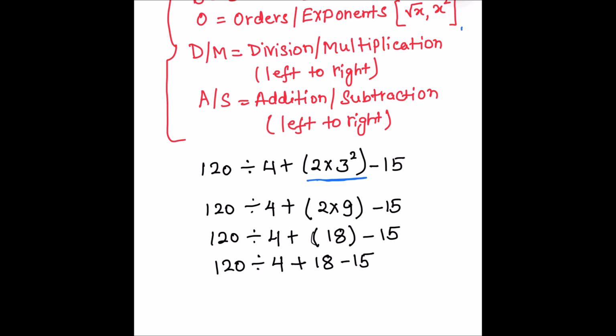According to BODMAS, the next step is to solve the division operation. So this is 120 divided by 4. We are going to solve this first, so I'm just underlining that. 120 divided by 4 will be 4 times 3, 12, and 4 times 0, 0. So that will be 30 plus 18 minus 15.